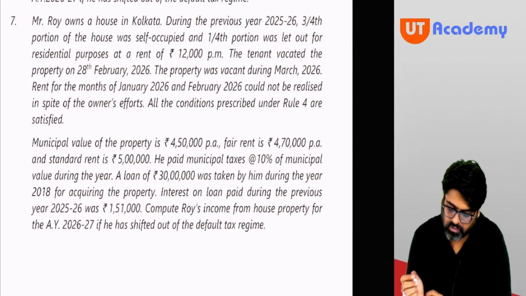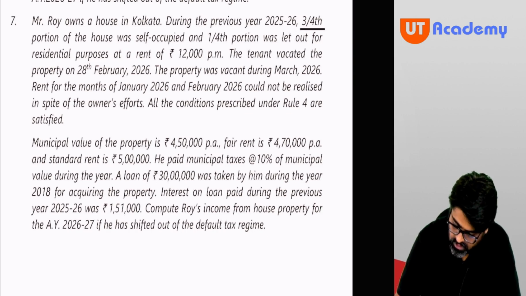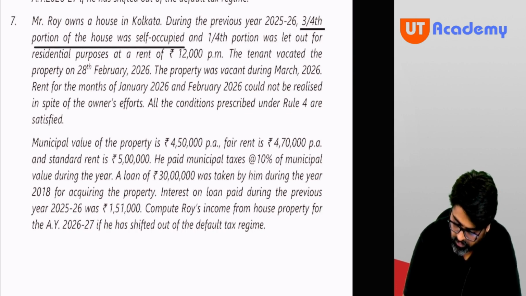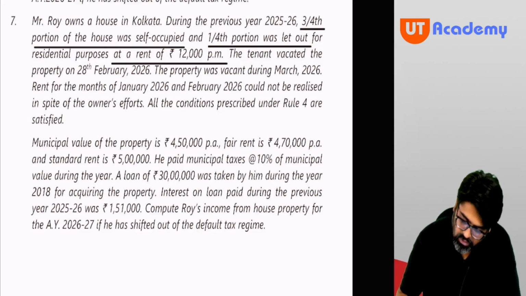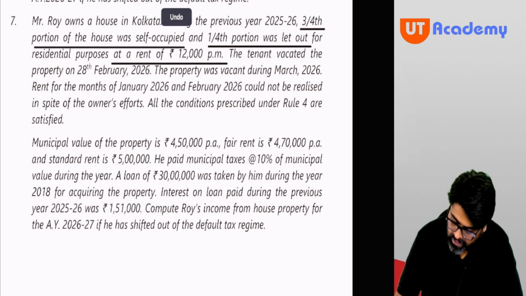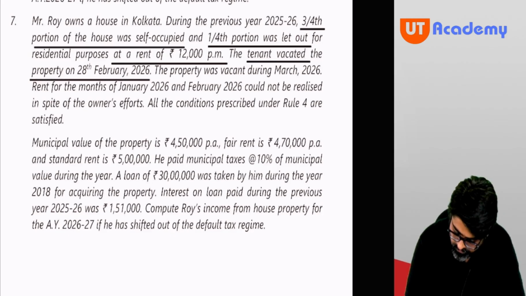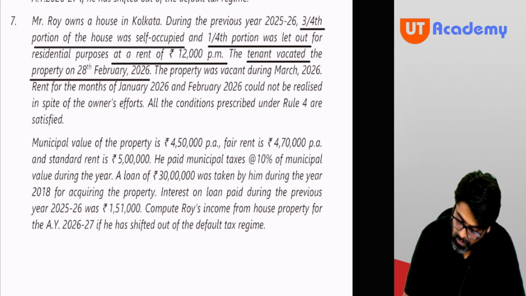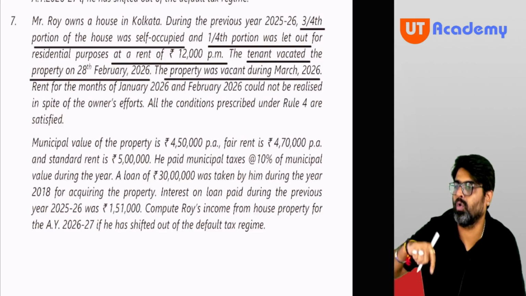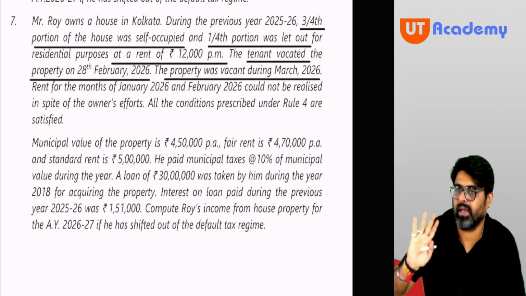Mr. Roy owns a house in Kolkata. During the previous year 25-26, 3/4 portion of the house was self-occupied and 1/4 portion was let out at a rent of rupees 12,000 per month. Tenant vacated the property on 28th February 2026. The property was vacant during March 26. Did you occupy or the property was vacant only? Yes or no? 1 month vacancy is there.